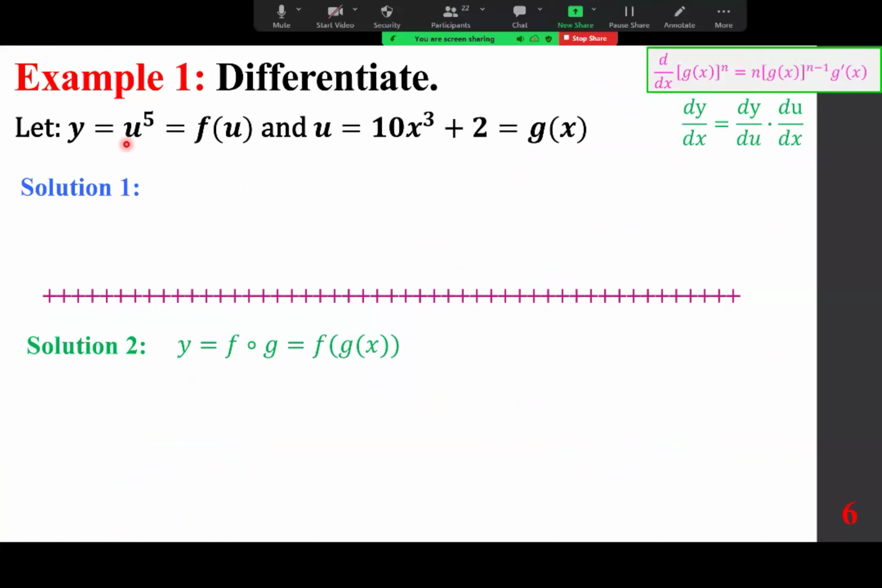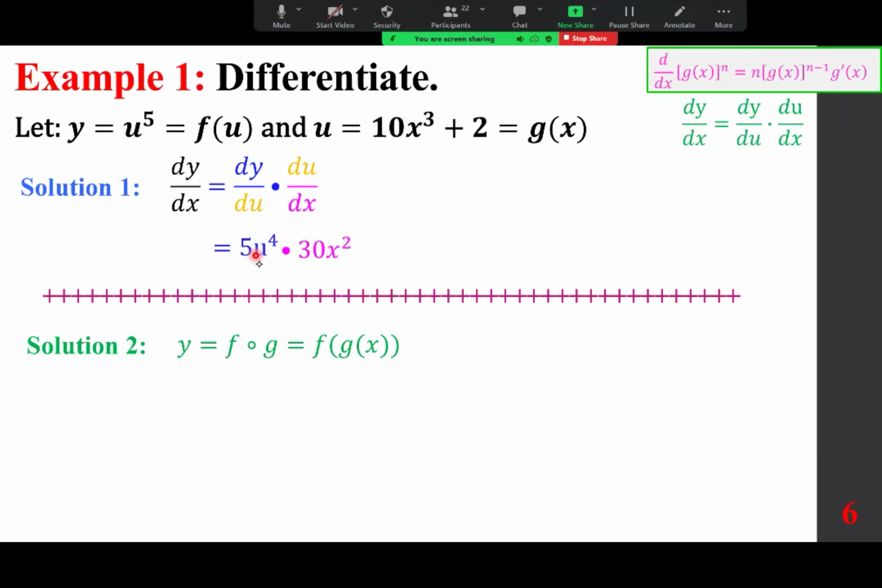All right, we have y equals u to the power of 5, that means the function of u, and u equals 10x cubed plus 2, that means the function of x. And we want to differentiate this, and I'm going to do it two ways. I'm going to go with Leibniz's notation. dy/dx is dy/du times du/dx. That means first take the derivative of the first function with respect to u. So this is u to the power of 5, simple power rule, 5u to the power of 4. Then take the derivative du/dx, the derivative of u with respect to its independent variable, which is x, makes it 30x squared.